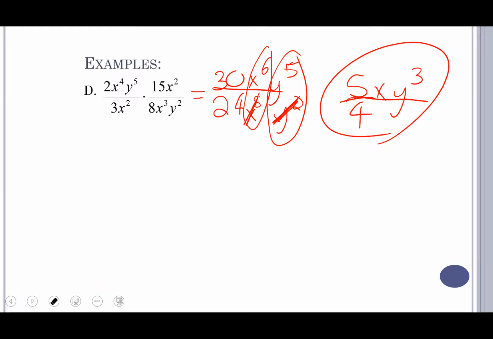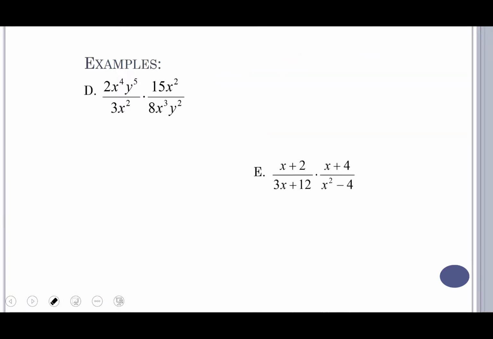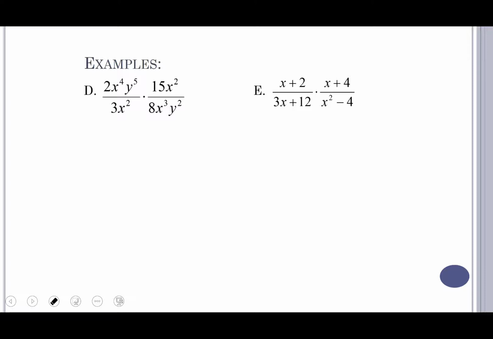So let's erase what we have up here. Let's do the next one. So here's what we want to do. We are going to leave everything in its factored form. We are not going to FOIL anything. We're not going to do anything crazy. We're going to leave everything in its factored form. We want to make sure everything is factored entirely first.